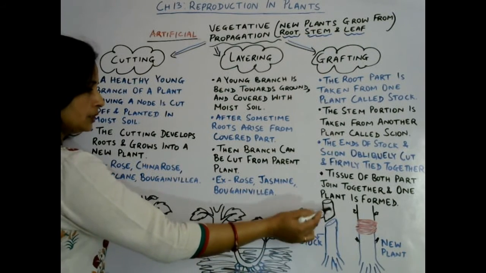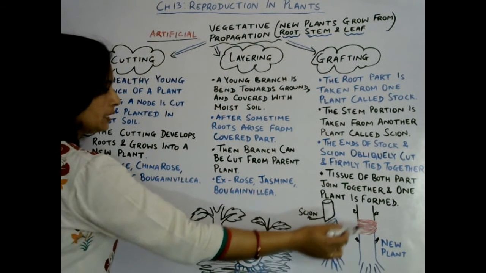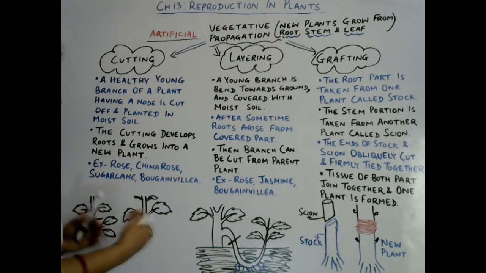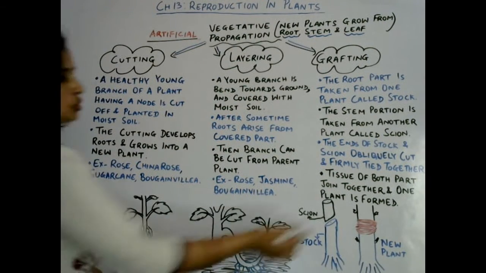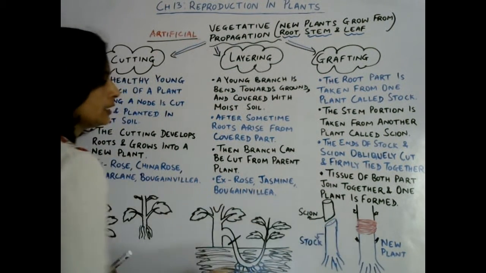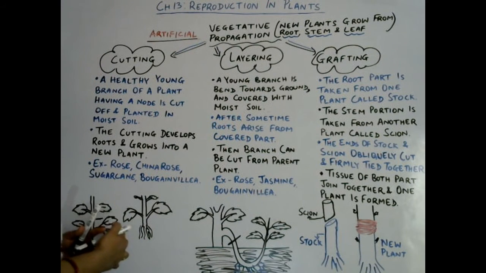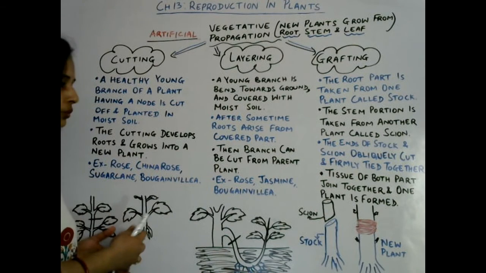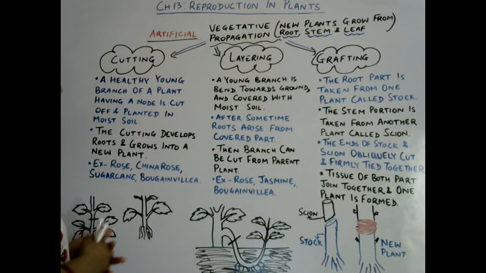And both of these should be tied firmly, and gradually the tissues of both plants join together and it becomes a new plant, and new branches arise soon. Okay, so in this method new plants can be grown.